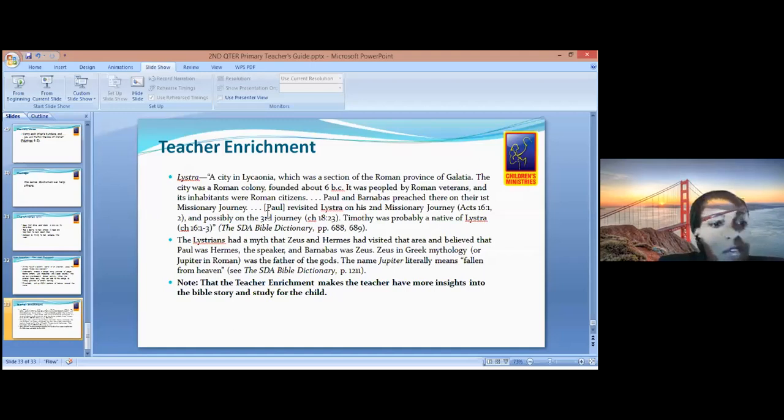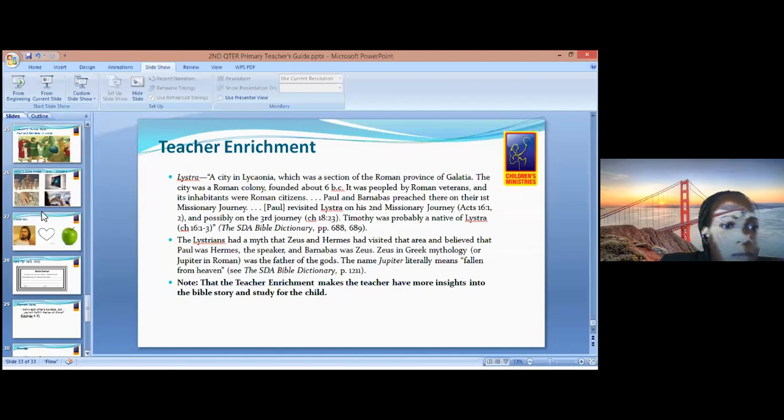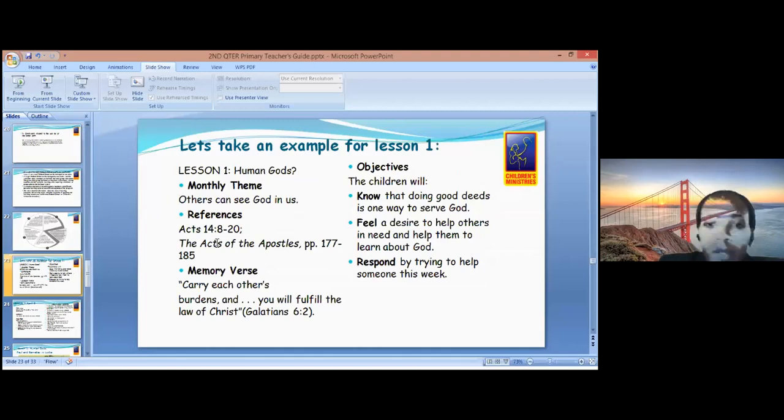And these people think that these are human gods, and yet they were not human gods. Okay, so that is a lesson in brief. And when you look at the lesson and what they've given us, we've been given the materials that we're going to use in this lesson.